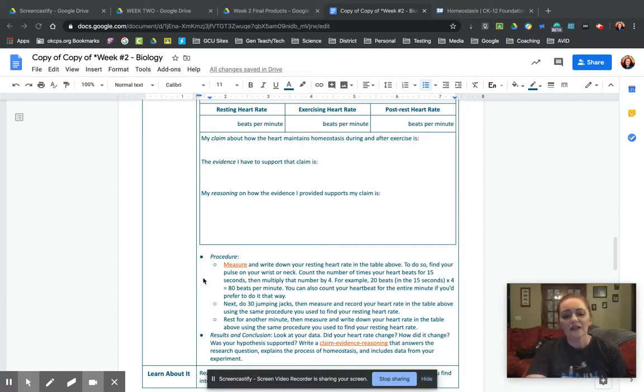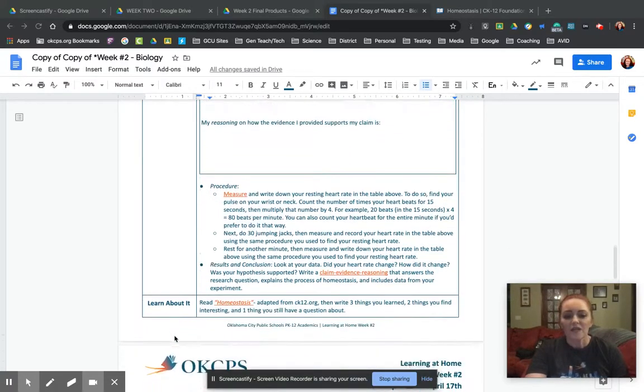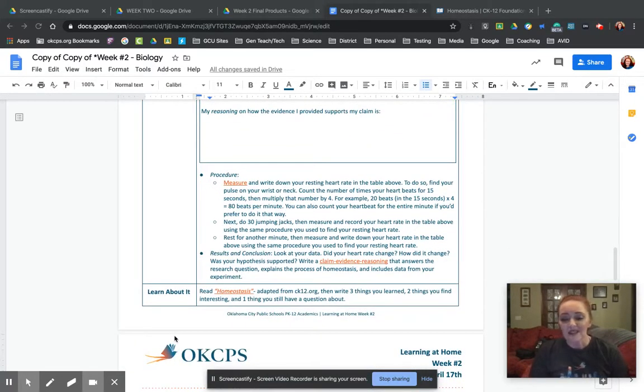And if you click on the link here for claim evidence and reasoning, it'll take you to a graphic that'll help you remember what the individual parts of a claim evidence and reasoning should have. You want to answer questions like, did your heart rate change? How did it change? And you want to make sure that you're using evidence from your investigation. Be sure to write with your best academic writing skills, because this is something that we have to practice in our continuing learning right now, as well as the science concepts in the lessons.